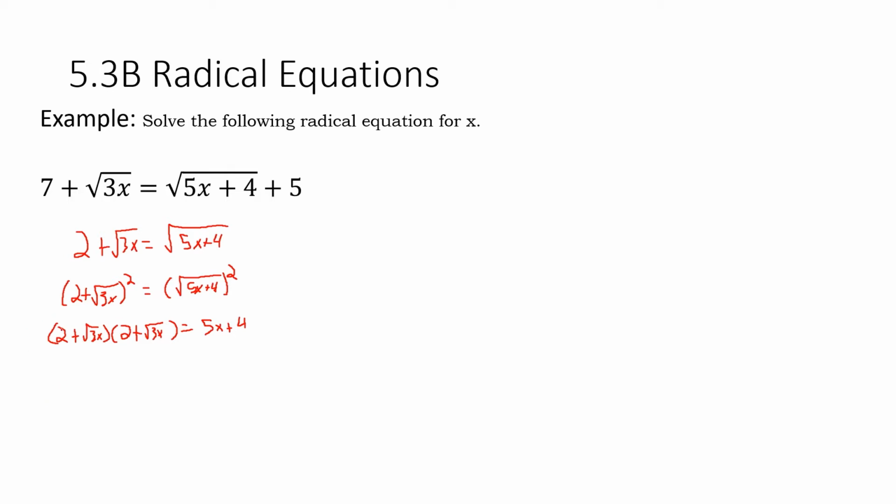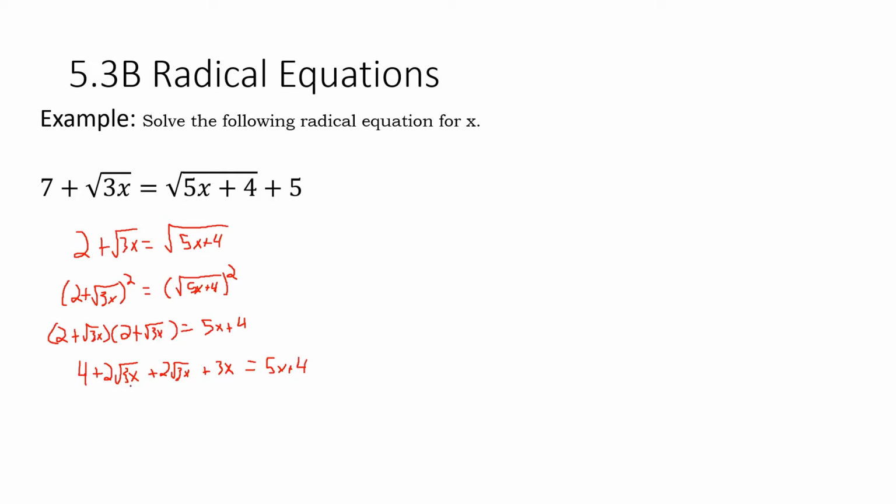Now let's distribute. So distributive property, we're going to multiply everything in here with everything in here. 2 times 2 is 4. 2 times root 3x is 2 root 3x. And root 3x times 2 is 2 root 3x. And root 3x times root 3x. You're squaring the number, so the root's going to cancel out, and you'll be left with 3x. And then on our right-hand side of the equation, we've got 5x plus 4.